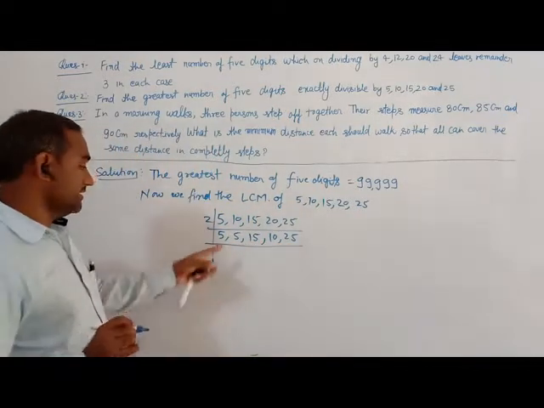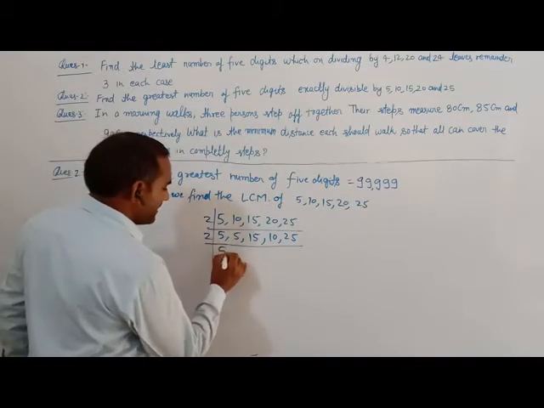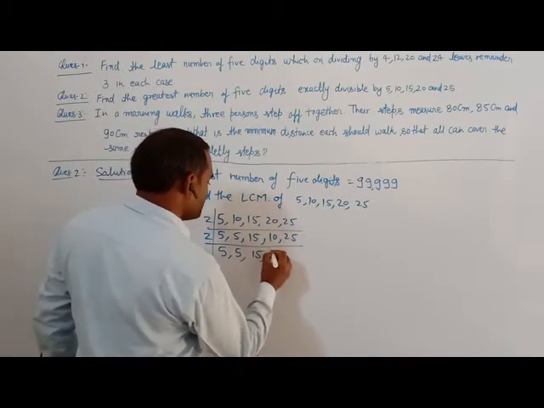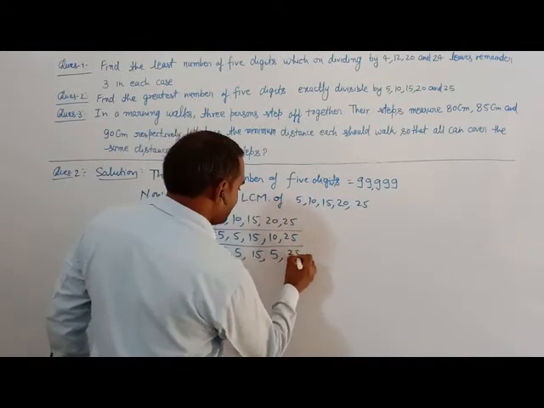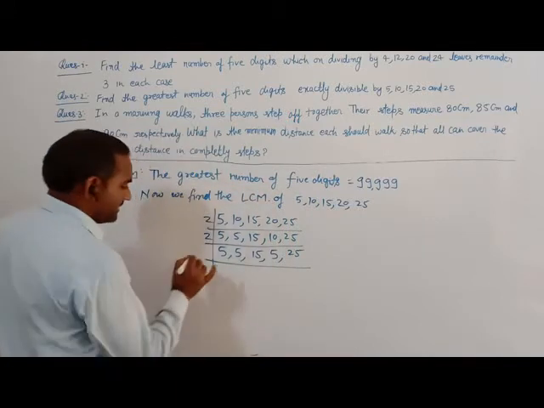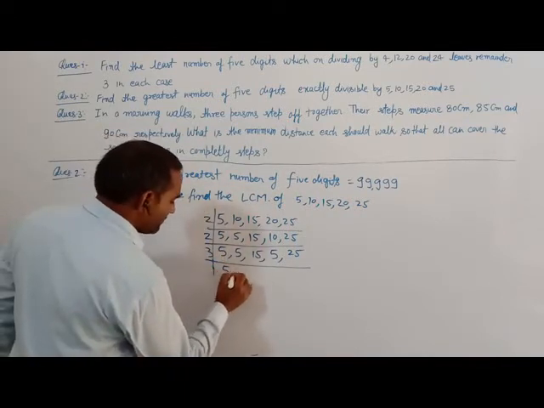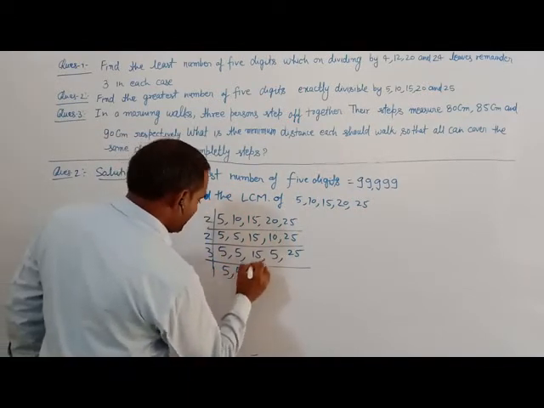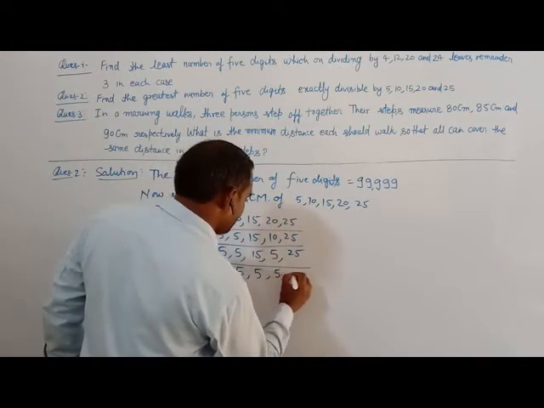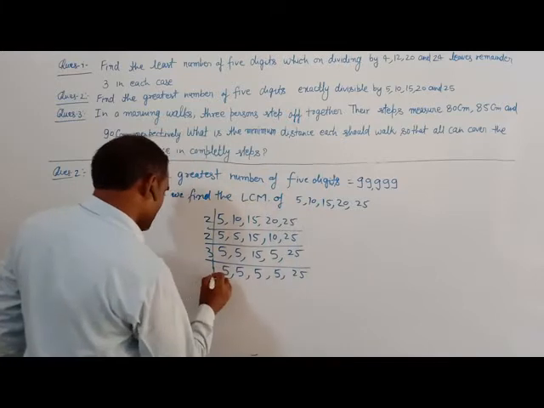Now divide by 2 again. 5 is not divisible, 5 is not divisible, 15 is also not divisible, 2 5s are 10, 25 is also not divisible. Now we take the next number 3. 5 is not divisible by 3, 15 is divisible by 3, 3 5s are 15, and this 5 is also not divisible, 25 is also not divisible.